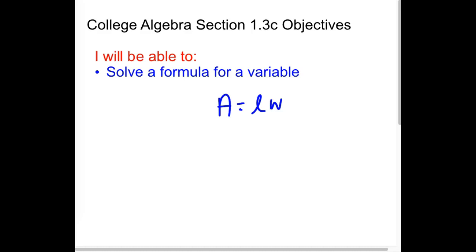But I could solve this for L by dividing W over. It's still the same formula, it just looks different. So the first one was solved for A, this one is solved for L. I could have solved it for W by dividing an L over and have A divided by L equals W. Same formula, but now it's solved for W. So that's our process today, just taking a formula and solving for a different variable. Okay?